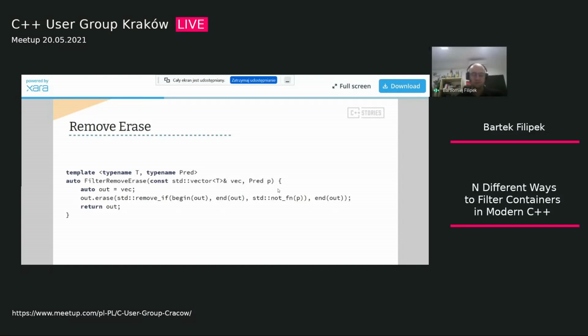Okay, so another technique that we can use is this famous or infamous remove-erase idiom. You have to use std::remove_if with quite similar syntax to what we used previously. Because, of course, remove_if doesn't actually remove, because that's C++, it only shifts elements to the end of the container. Then we have to actually call the erase member function on that vector to really physically remove those elements from the container.